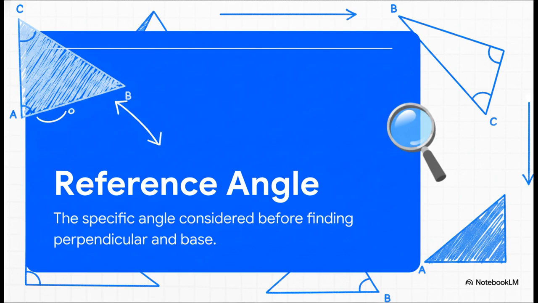Now, why does this matter? Well, because without choosing a reference angle, the rest of the triangle's identity remains completely locked in mystery.